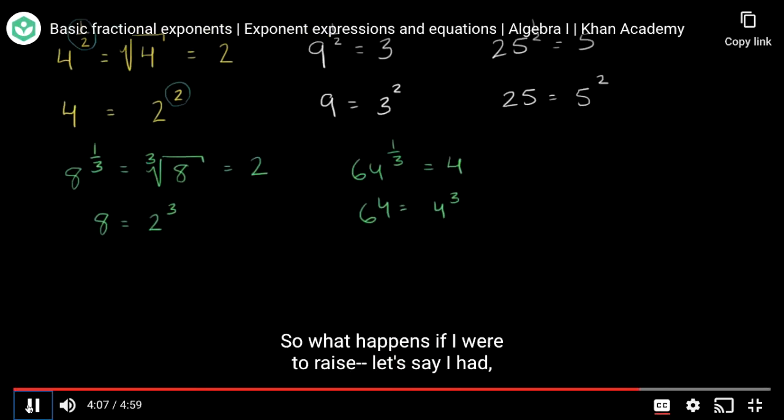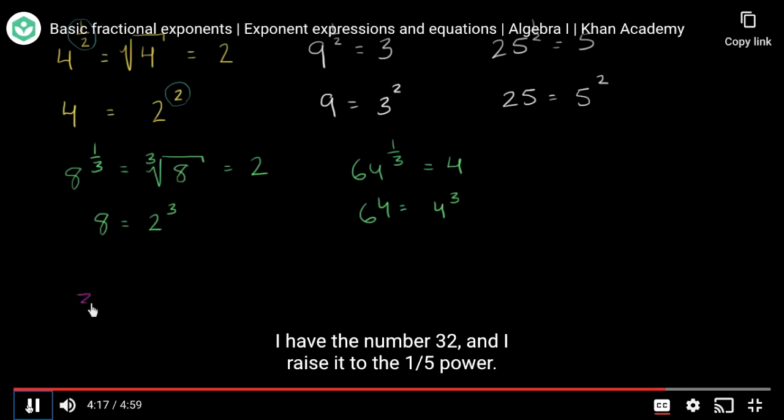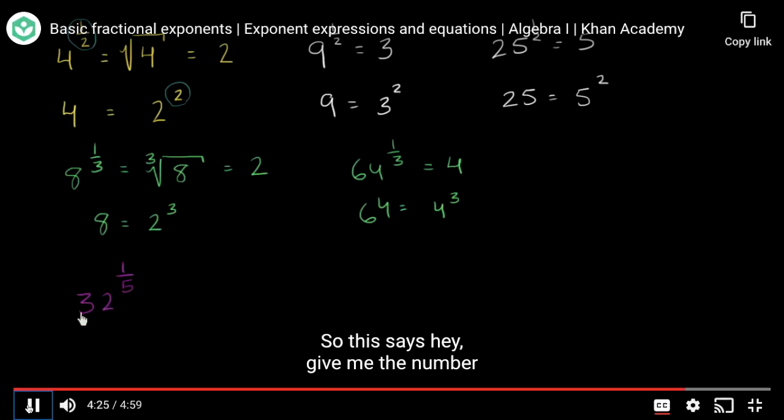So what happens if I were to raise, let's say, let me think of a good number here. So let's say I had 32. I have the number 32, and I raise it to the 1/5 power. So this says, hey, give me the number that if I were to repeatedly multiply that number 5 times, what is that?